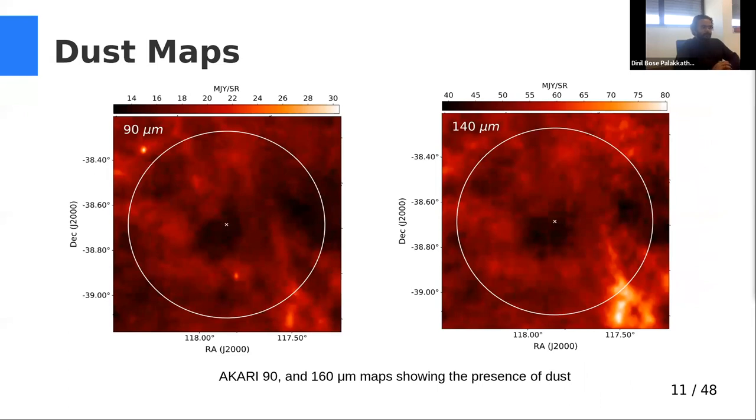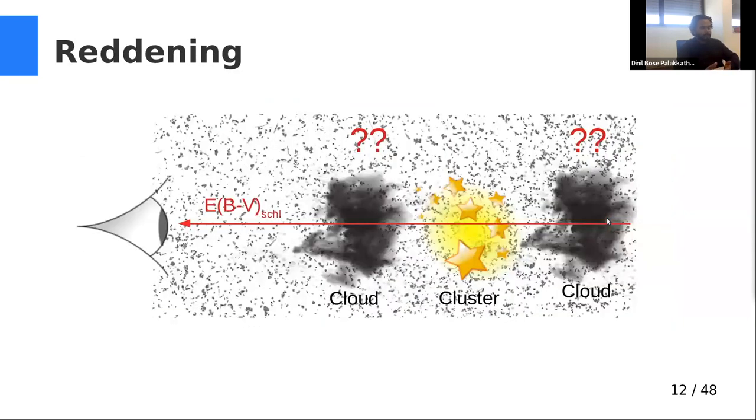Now, what is the cause of this differential reddening? So we started to look into the dust map. We looked into the dust map from the AKARI telescope. We have dust maps at 90 micron and 140 micron. As you can see, towards the center of the cluster, we see less dust emission, and on the outer regions, we can see more dust emission.